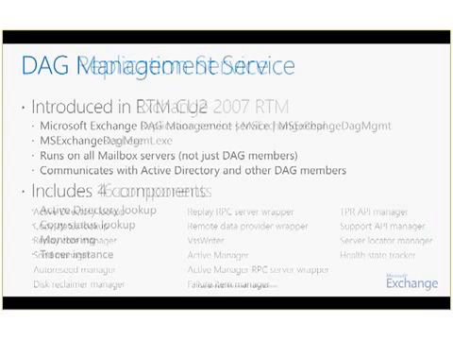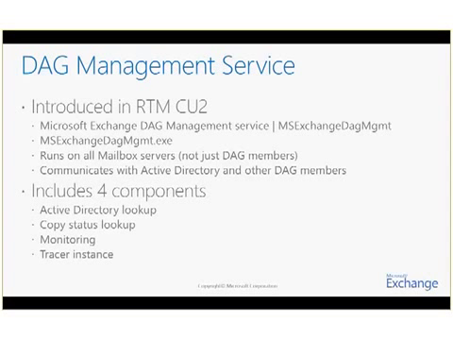So another component, and this is brand new, this is something that we introduced in RTM Cumulative Update 2, which is our latest update that's available. This is called the DAG Management Service, or MS Exchange DAG MGMT, and this is also another service that will be running on all mailbox servers, not just DAG members, and it's not quite as large as the replication service. Right now it has 4 components in it: an Active Directory lookup, a copy status lookup, a monitoring component, and then the tracing elements for diagnostic work inside of it.